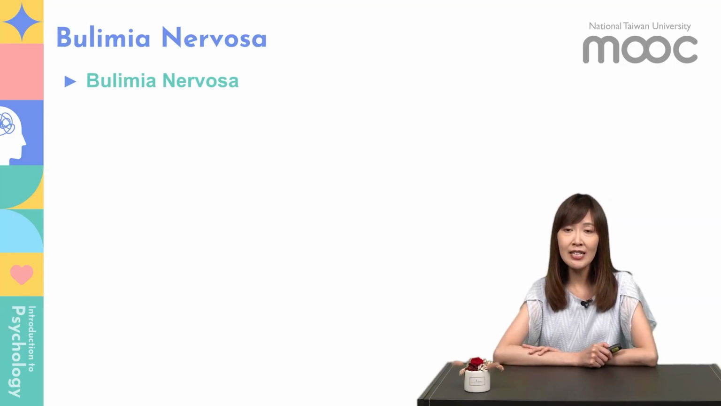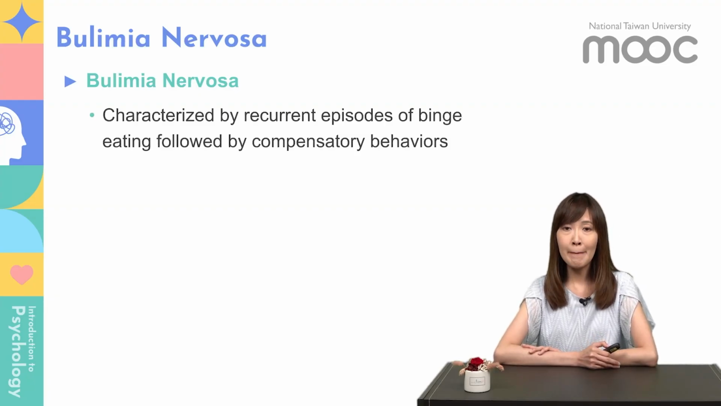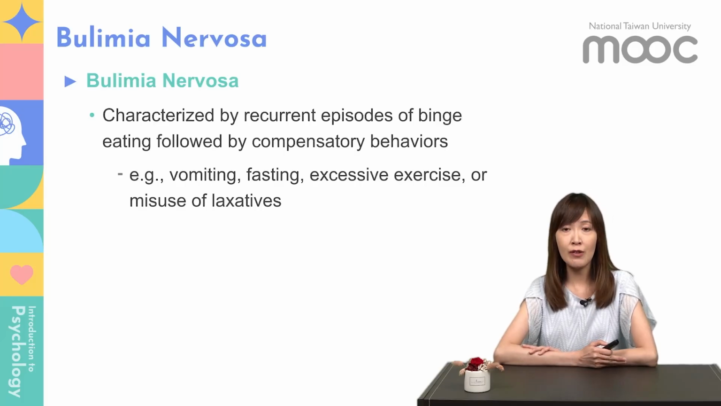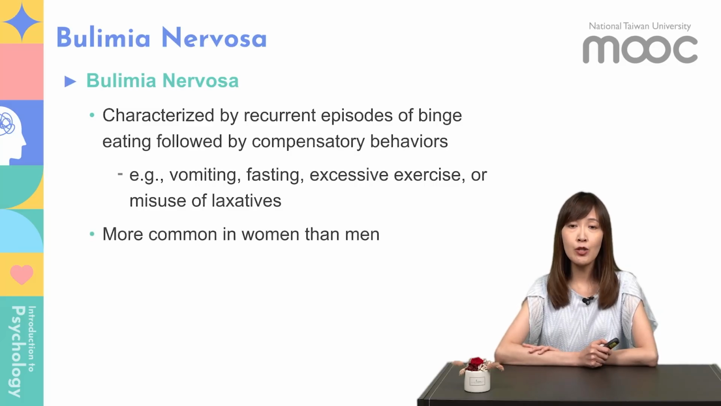The second eating disorder we're going to look at is bulimia nervosa. People with this disorder may binge eat. They eat a lot, but after they eat, they feel guilty. So they will do something. They will make compensatory efforts in order to lose weight, such as self-induced vomiting, fasting, excessive exercise, or misuse of laxatives. They will try to lose some weight because they feel guilty. And it's been found to be more common in women than in men, especially for adolescents. But why? Why are adolescent girls more likely to have bulimia nervosa?